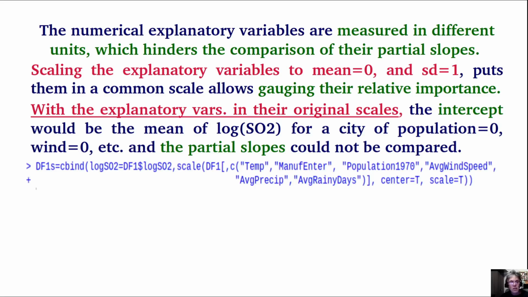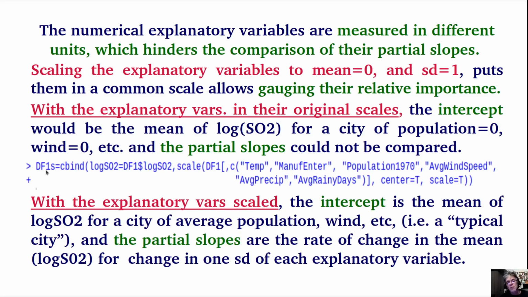So what we do here is we use the command scale, and here we select the explanatory variables by their names, and by putting center equal true, we subtract the mean. By putting scale equal true, we divide by the standard deviation, and we combine that with a new variable, which is the log of the SO2 that we had already prepared, and we generate now a new data frame that is related to the previous data frame resulting from the importing of the data.